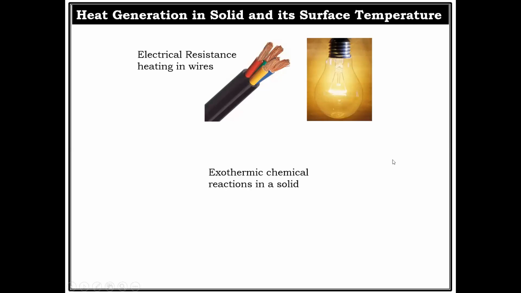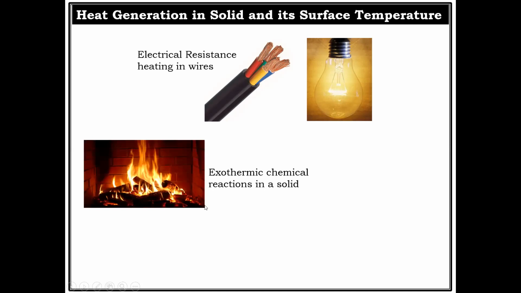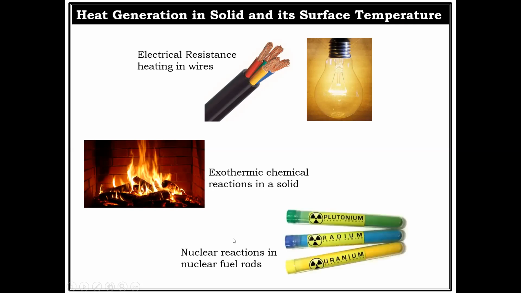Second, heat is generated by exothermic chemical reactions in solids. The solid might be coal or wood, and when it is burned, due to the exothermic chemical reaction, heat is generated inside that solid and liberated out. Also, there are nuclear reactions in nuclear fuel rods like plutonium, radium or uranium. When it is energized, the heat is generated inside those rods.